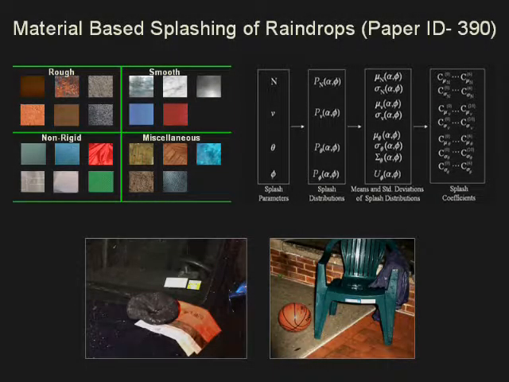In this work, we have measured the splashing behavior of 22 real-world materials. Using these measurements, we have developed a compact stochastic model for rendering water drop splashes. The model was then used to efficiently render raindrop splashes in images and videos.